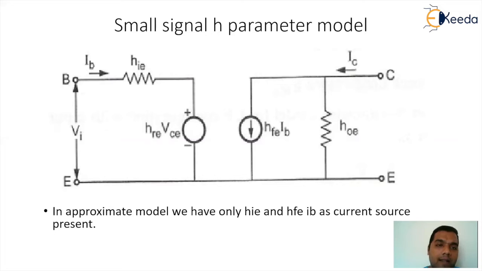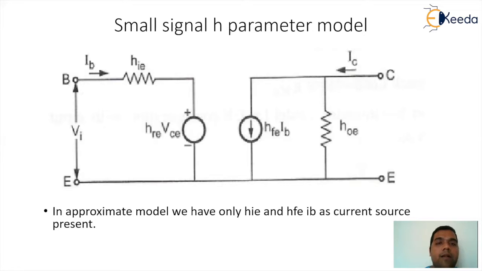So now let's understand what every term stands for. HIE. So the word H stands for hybrid. E basically stands for common emitter, and that's the reason every parameter will have E in it.